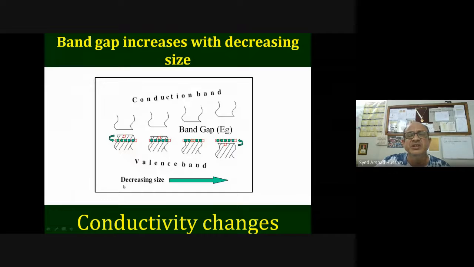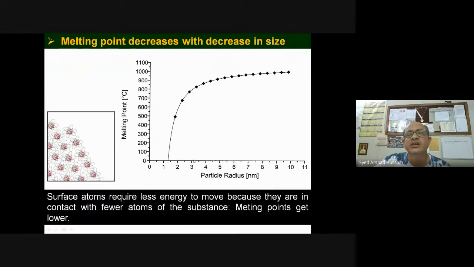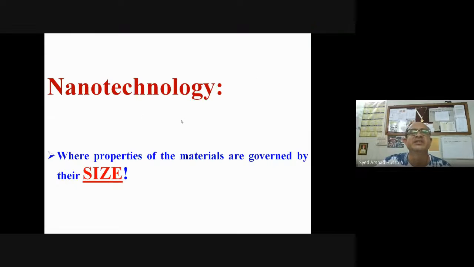Similarly, you see conductivity. If you decrease size, you see band gap increases, so conductivity decreases. You see melting point, if you decrease size, melting point decreases because the number of surface atoms is higher and they have more energy. So you need very less energy to make this material free. So your melting point decreases. So these are some examples. So from this, we can say that nanotechnology is something where properties of the material are governed by their size. That is, your materials show size dependent behavior.